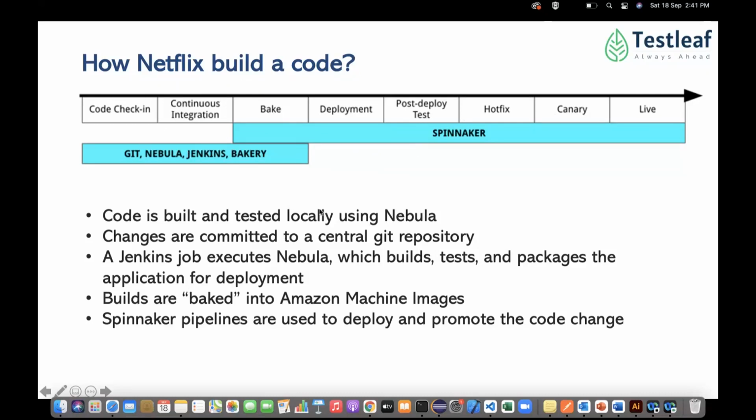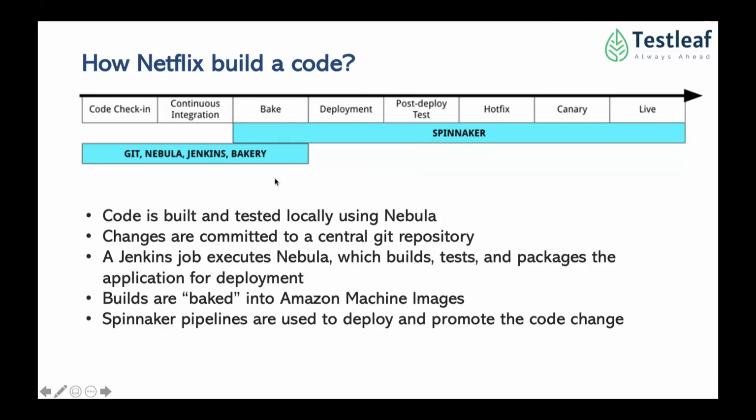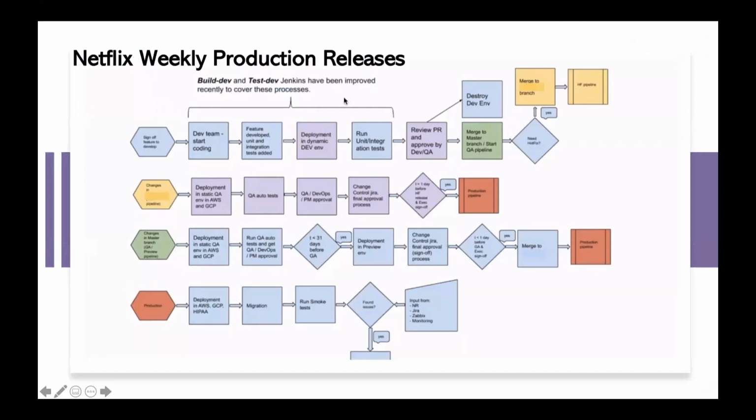Most of the builds in Netflix are baked as an AMI, Amazon Machine Images, then deployed, and then scaled, depending on how many users are using it, right? They use Spinnaker, but it is basically an extension of Jenkins. So Jenkins is quite popular from the scaling perspective as well. With that said, we understood how organizations really do it, and this is how the weekly production release in Netflix really works for them.